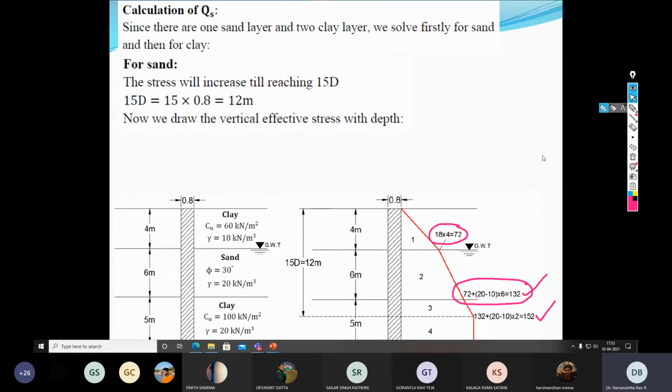Your FSL dash, but within the sand layer, it is not falling, so it is still varying. So therefore we don't need to bother. We can take the upper and lower limits of sigma V dash, that is 72 and 132, and Fs becomes constant even behind the sand layer, so we don't need to bother.